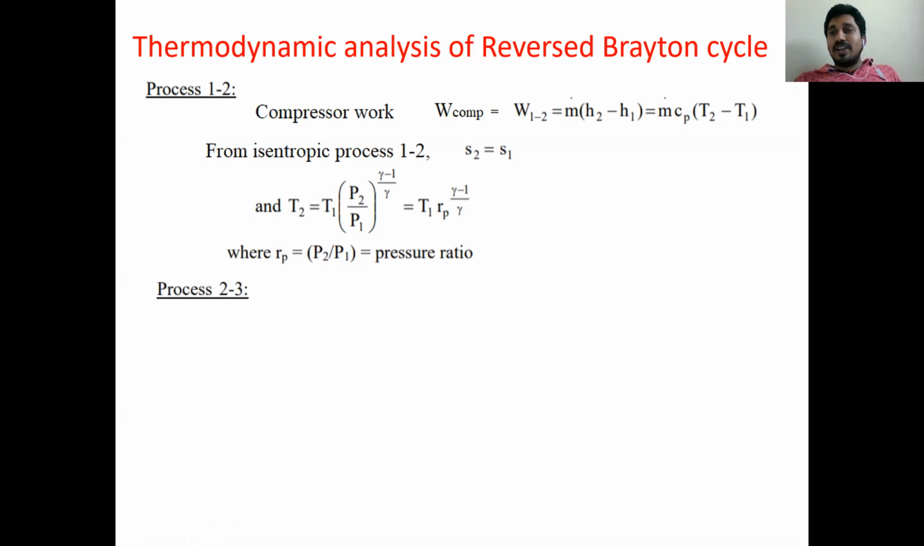Gamma is the adiabatic index. For air, gamma is equal to 1.4. So for an air refrigeration system, nobody will give you that one. You should remember the gamma value and assume it as 1.4.